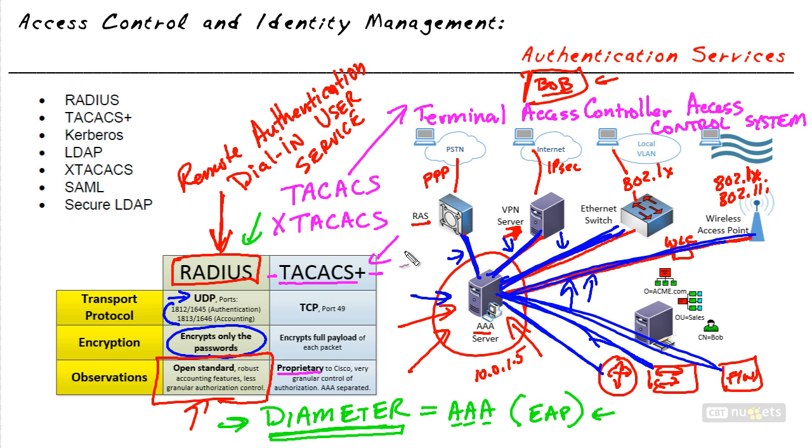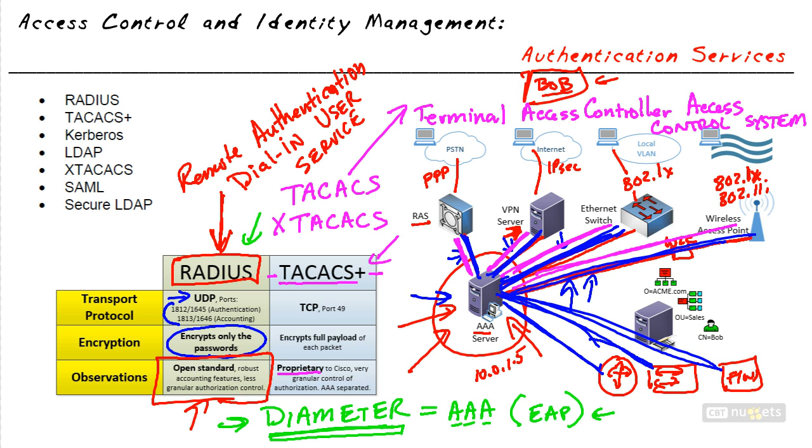However, we're typically only going to find this being used in Cisco environments with Cisco devices because it is Cisco proprietary. And if our RAS server and VPN server, Ethernet switch, and our wireless gear was all Cisco, we could use TACACS between each of those devices and the AAA server that is currently running TACACS.